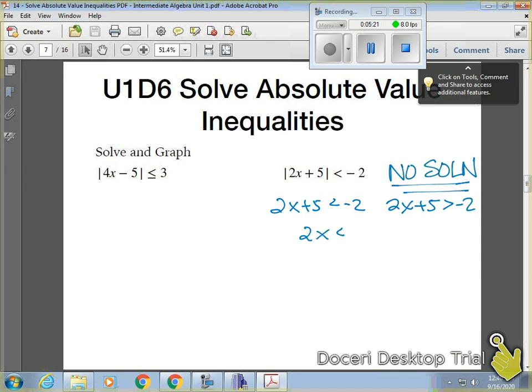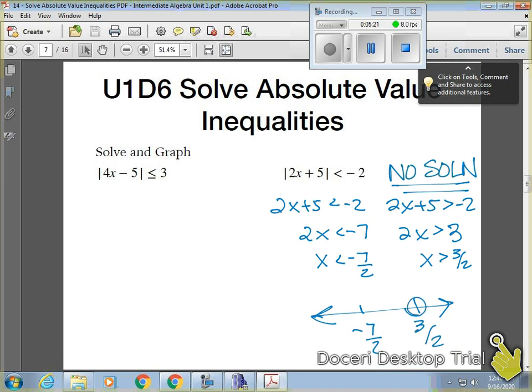We get 2x is less than negative 7, x would be less than negative 7/2, and then 2x is greater than 3, x would be greater than 3/2. When we go to graph that, negative 7/2, 3/2, I'm going to the right with my 3/2 and to the left with my negative 7/2. There is no overlap. And I'm looking for less than, so it tells me I should be looking for an overlap. So if you don't recognize it at first, you should be able to pick it up whenever you do the graphing for the solution.